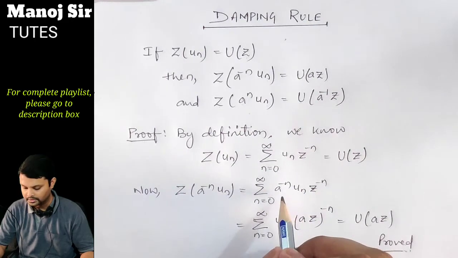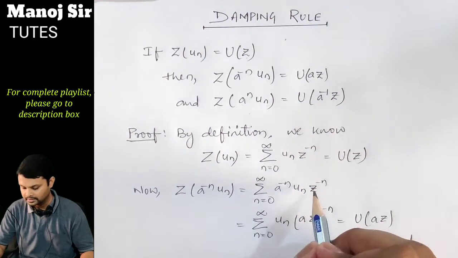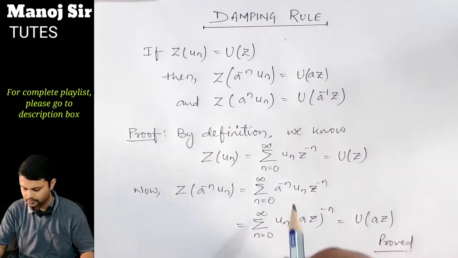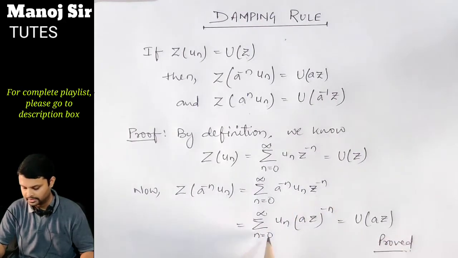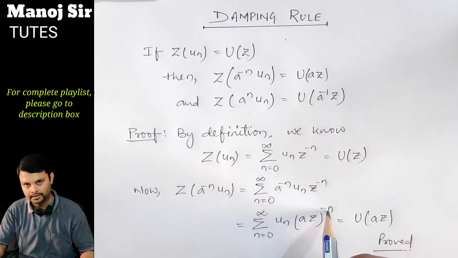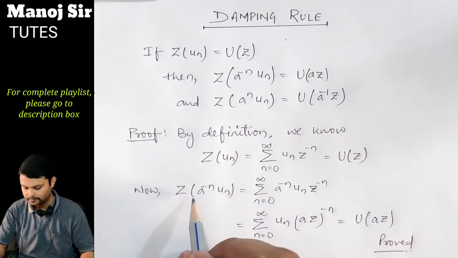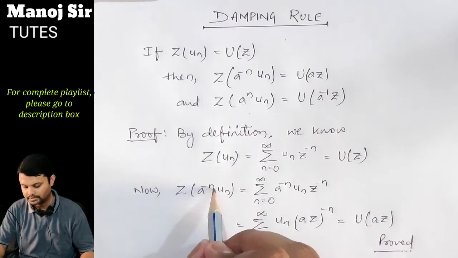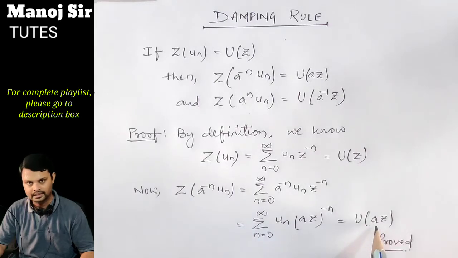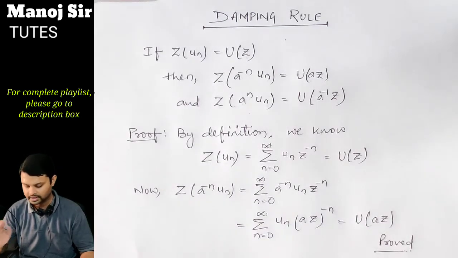Now you can see here that is A power minus n, Z power minus n. So we can combine this: summation n equal to 0 to infinity Un into Az power minus n. Now we can rewrite this as U of Az. So we can say that Z transform of A power minus n into Un equals U of Az. In the same way we can prove the second part.